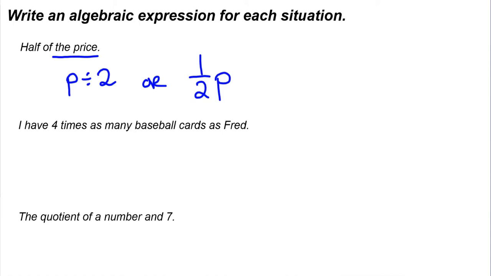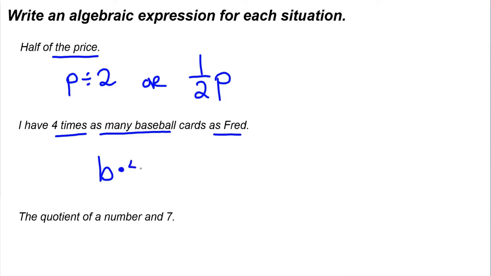Next one, I have 4 times as many baseball cards as Fred. Well, there's no way to figure out how many baseball cards I have unless I know what's unknown here. The unknown is how many baseball cards Fred has. So I'm going to let B represent the number of baseball cards that Fred has. So if B is the number of cards that Fred has, how many cards do I have? Well, I have 4 times that amount. Well, what does that imply? What operation? Multiplication. So I need to take Fred's cards, B, and multiply it by 4.